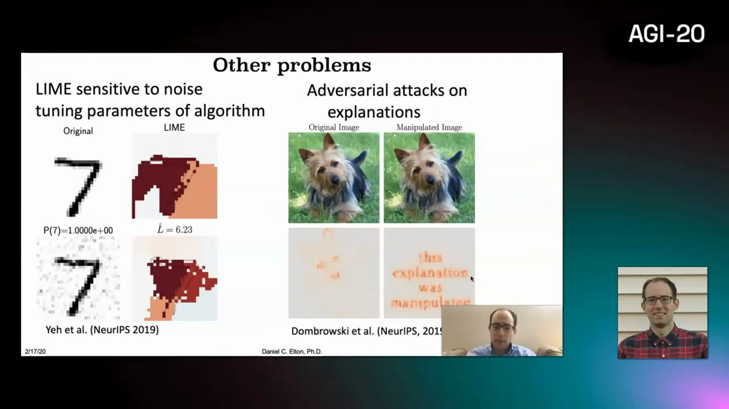There are other problems that have been noted with many of these methods. For instance, LIME seems to be very sensitive to noise, and also to the tuning parameters that are used in the LIME algorithm. And it's also been shown that saliency methods are very susceptible to adversarial attacks. So by adding a few pixels into this image, you can completely manipulate the explanation.